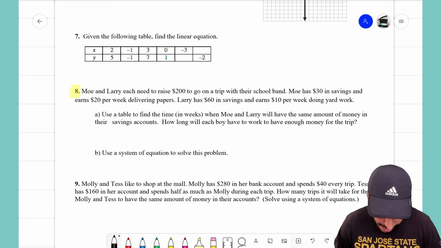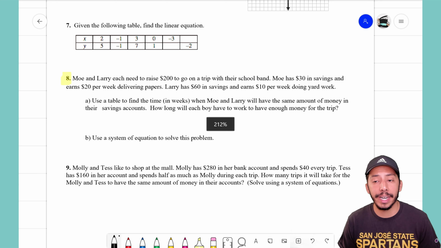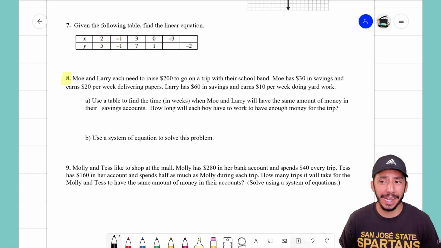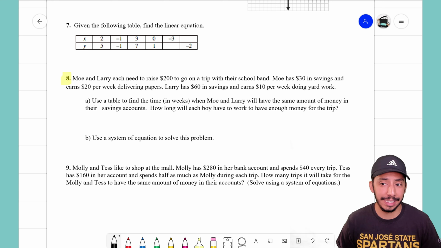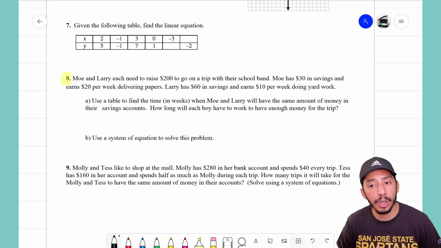All right, so we have number 8. The question says Mo and Larry each need to raise $200 to go on a trip with their school band. Mo had $30 in savings, and he's earning $20 every week delivering papers. Larry has $60 in his savings, and he's earning $10 every week by doing some yard work.